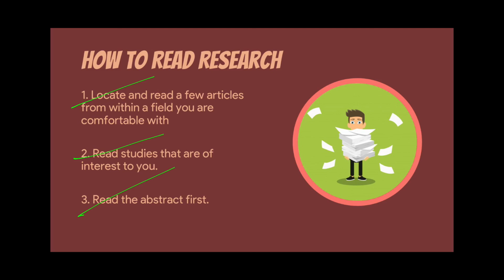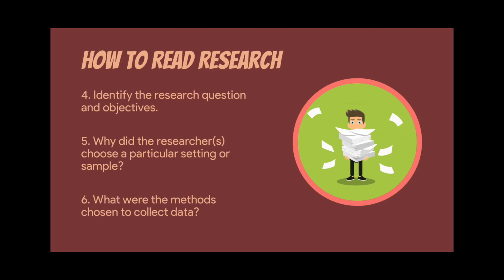And then when you say, okay, this abstract interests me because it talks about the phenomenon that I'm interested in, you now identify the research question and objectives in that paper. So what was the research article setting out to do? What were the questions it was aiming to answer?